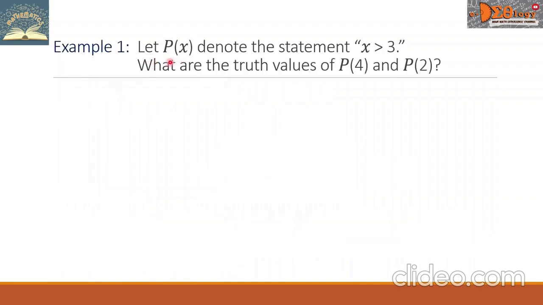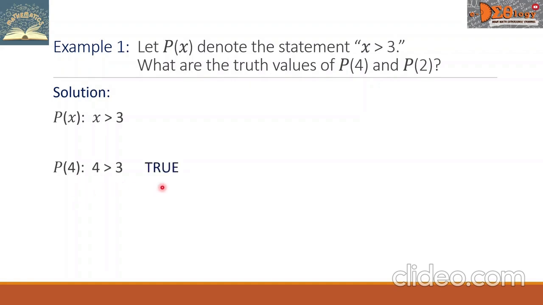Example 1. Let P of x denote the statement x is greater than 3. What are the truth values of P of 4 and P of 2? In this problem, we write P of x, colon, x is greater than 3. Now let's begin with P of 4, meaning we will substitute this value 4 for the x on the right. So we have 4 is greater than 3. We know that 4 is greater than 3, and that is true. So the truth value for P of 4 is true.